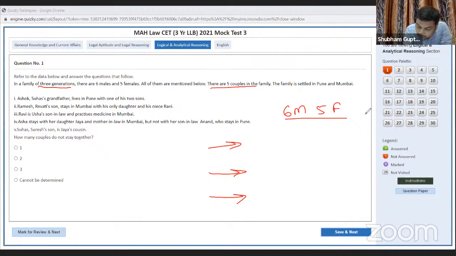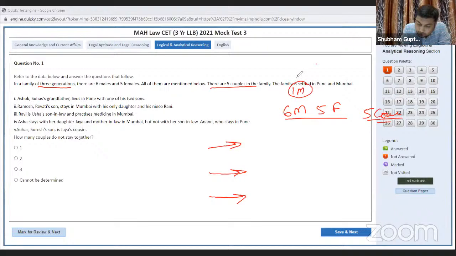There are 5 couples. So 5 couples, that means everybody should be married. So all 5 females should be married, right? So if all 5 females are to be married, then there would be one male who will not be married. Correct? Now let's read it.